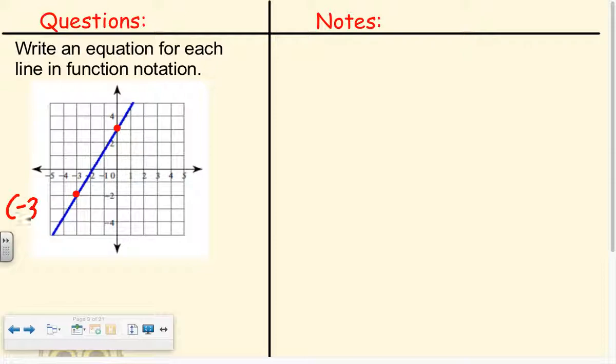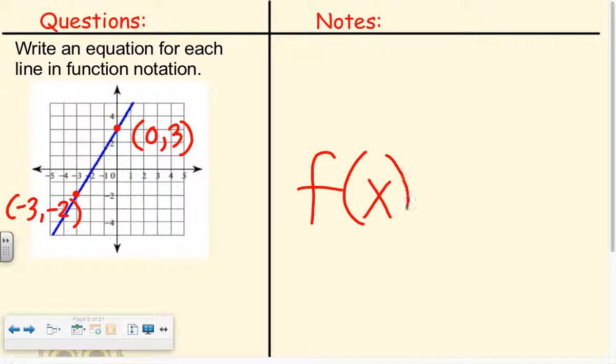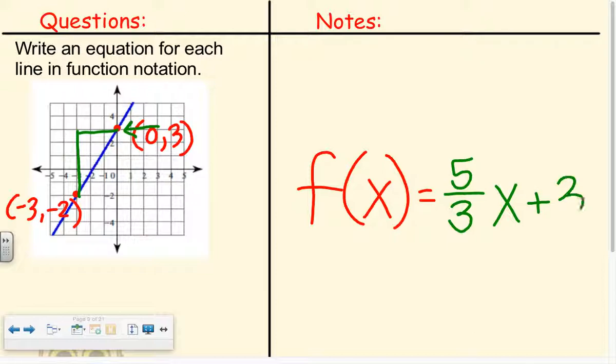Negative 3, negative 2, and 0, 3. So rise, 1, 2, 3, 4, 5. Run, 1, 2, 3. So 5/3 is my slope. And my line crosses the y-axis right here at 3. So f of x equals 5/3 x plus 3.